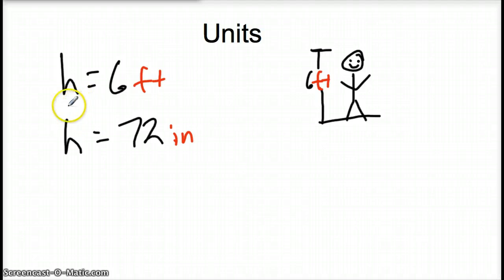That's what height is. I can use it. It's still equal to my height. I am still measuring my height. I am using feet or I am using inches. That's what a unit is. A unit tells me what I'm using.